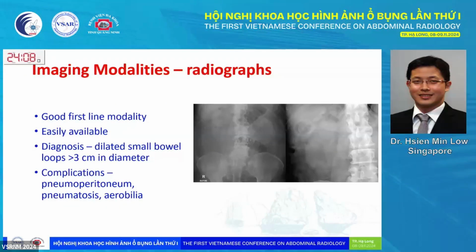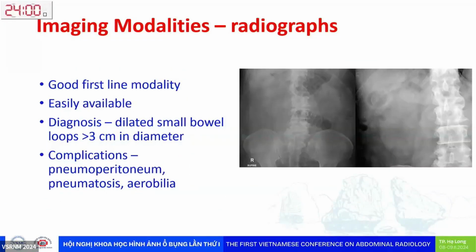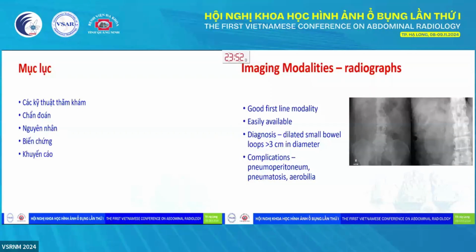In terms of imaging modalities, radiographs are a good first-line modality. It is easily available, and the diagnosis can be made when there are dilated small bowel loops greater than 3 centimeters in diameter. You can potentially detect some complications such as pneumoperitoneum, pneumatosis intestinalis, as well as aerobilia.